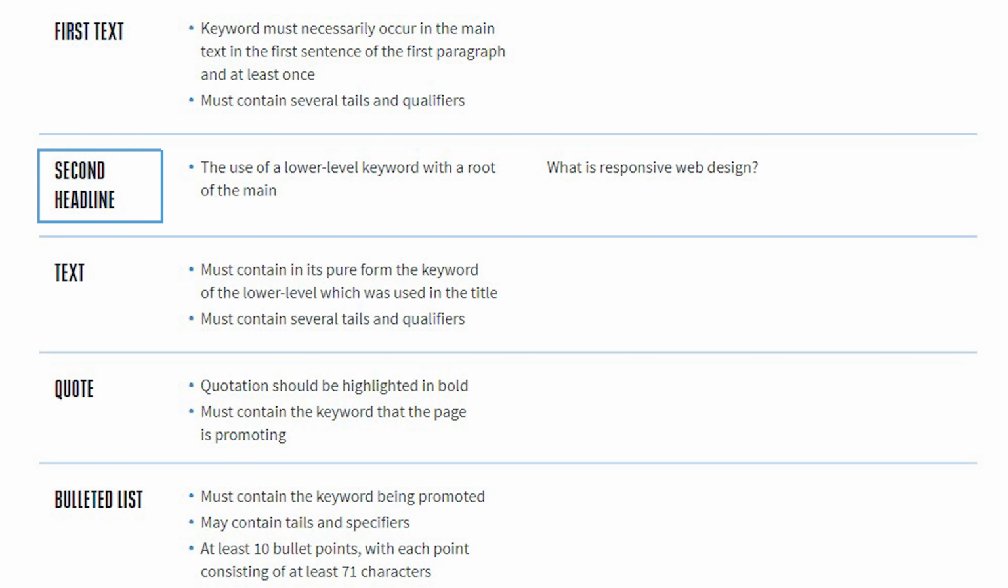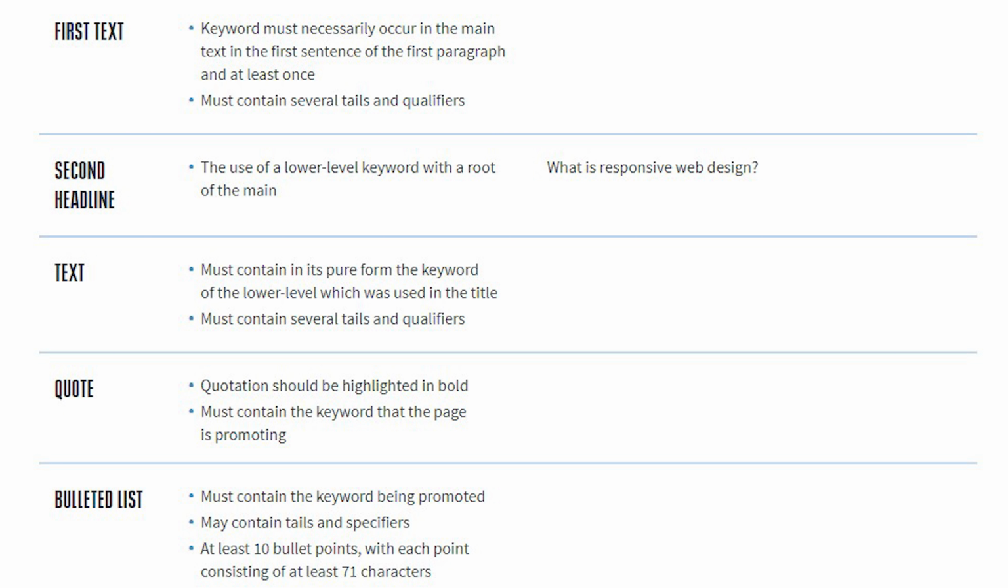Now, the second headline. The second headline is going to use lower level keywords with a root of the main, such as "what is responsive web design" on the web design page. Now, the rest of the text needs to contain the pure form of the lower level keyword which is used in the title. And once again, several tails and qualifiers will help.